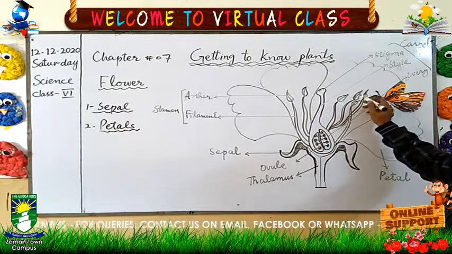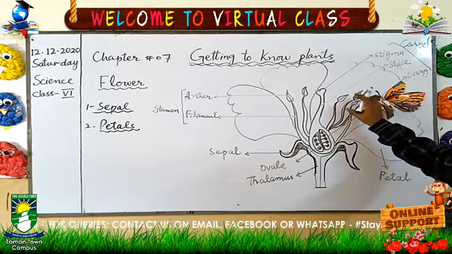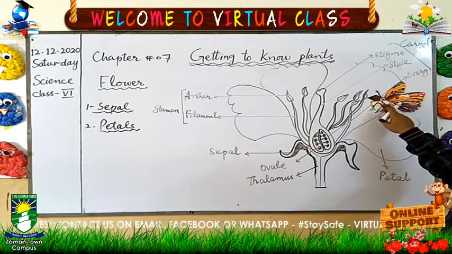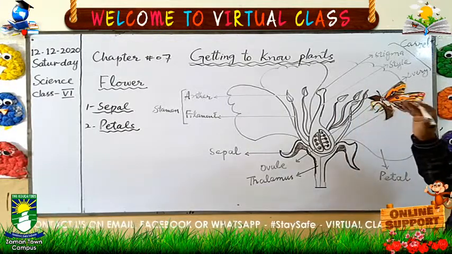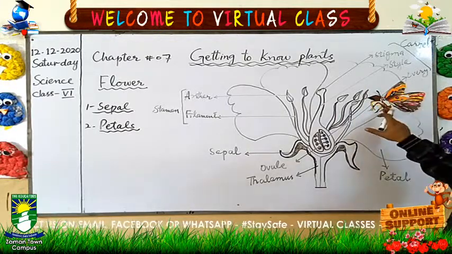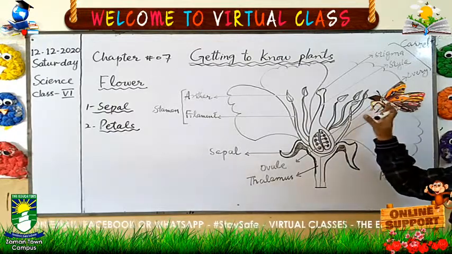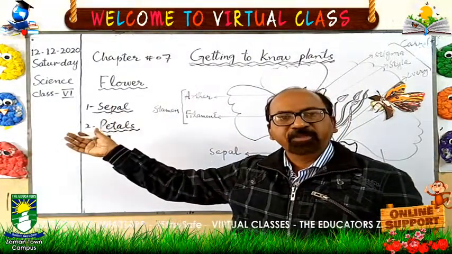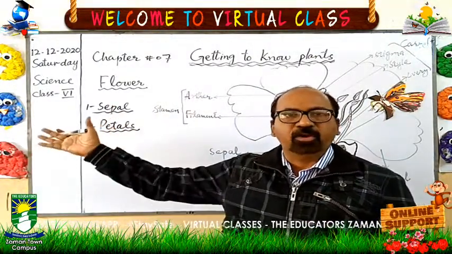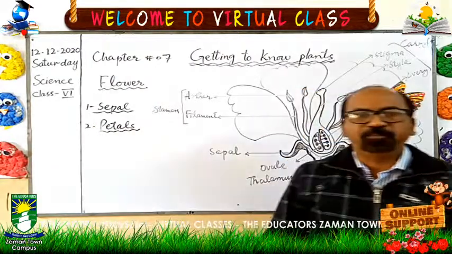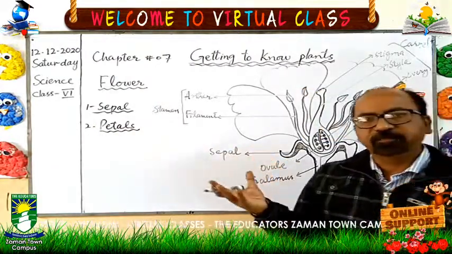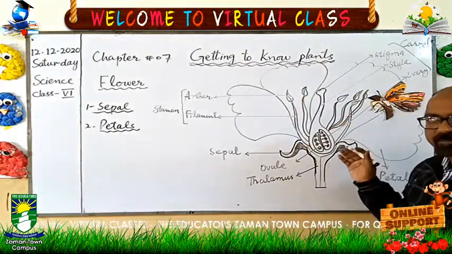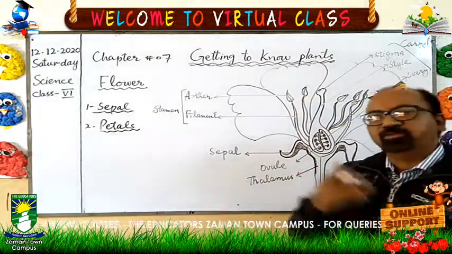Pollen grains are present on these parts. These pollen grains stick to the legs of insects like butterflies, moths, and honeybees. When they go to another flower to suck nectar, they carry the pollen grains to another flower or another plant. So they help in pollination, the transfer of pollen grains from one flower to another.